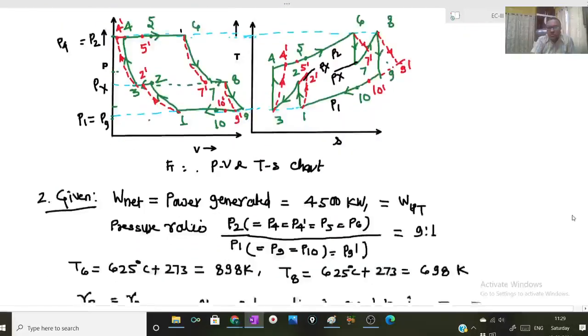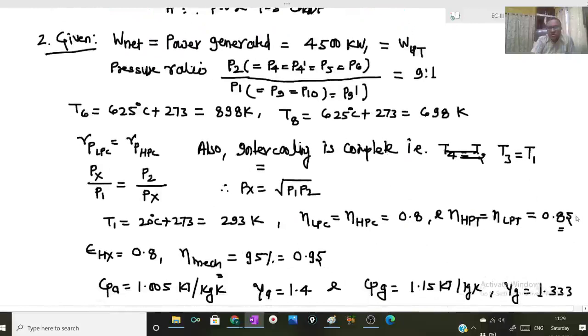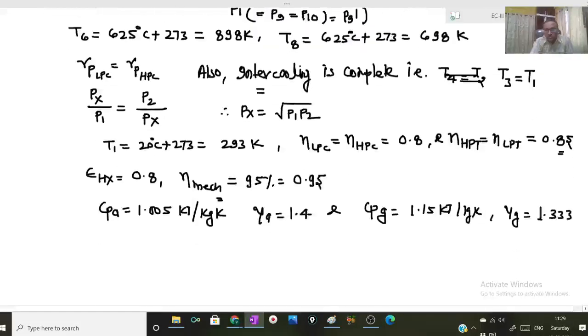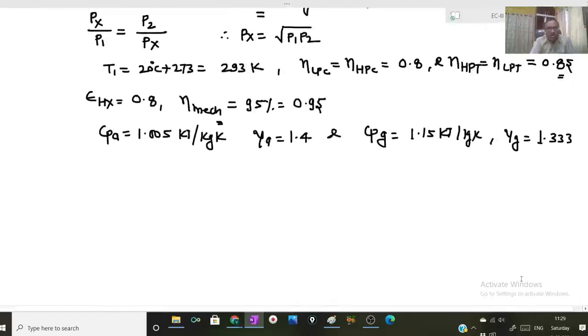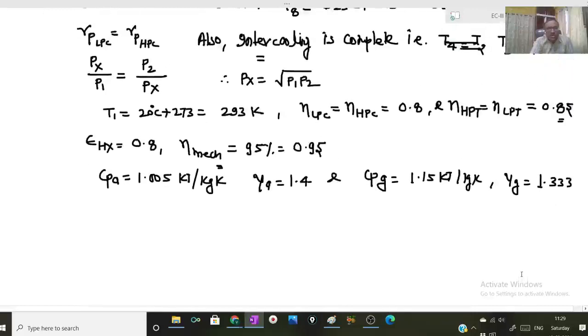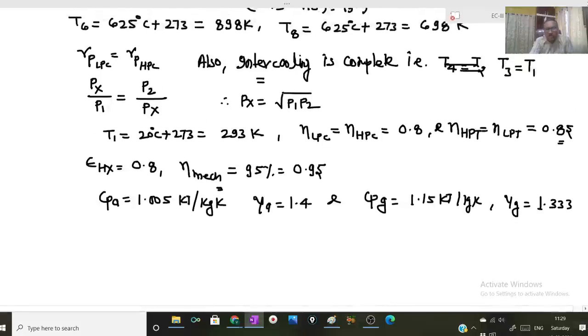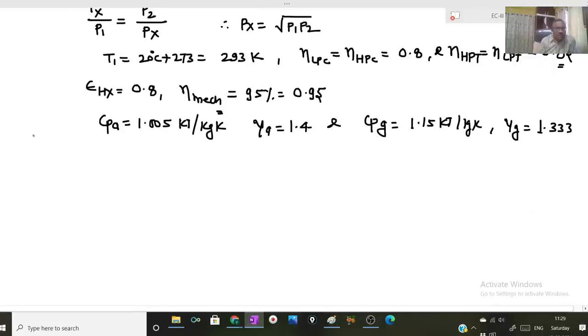So see, this problem is very remarkable in the sense that with the help of this problem, you will be able to learn how to manage isentropic efficiency of compressors and turbines and mechanical efficiency also. Okay. Now, after drawing the required schematic representation of all the processes on PV and TS charts, and listing all the given things, now the third step is, let us make some assumptions.